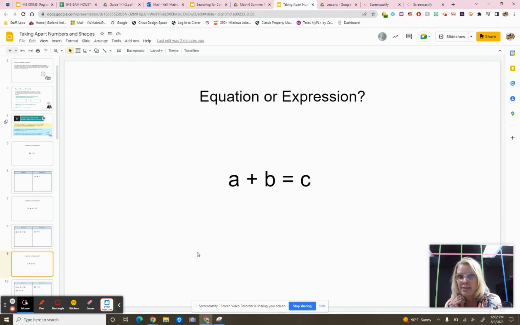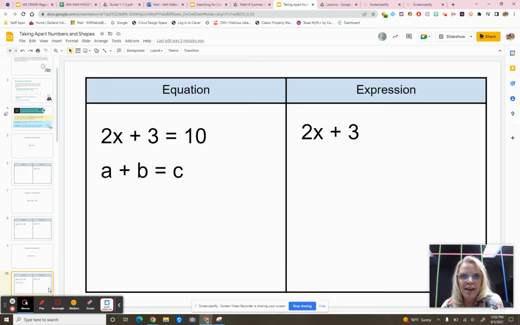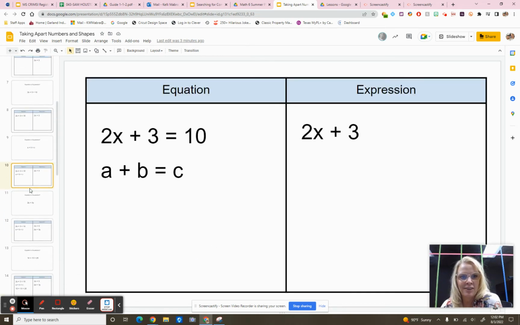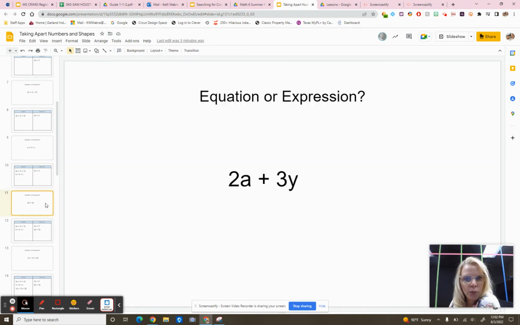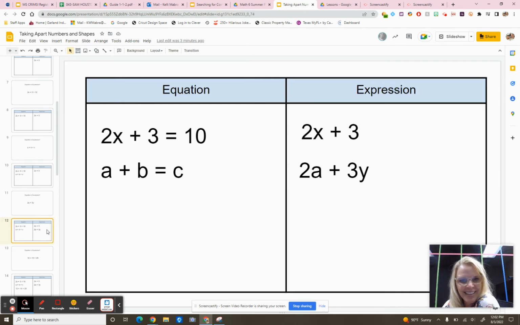Oh, it's just got variables, but that doesn't mean anything because all we're doing is trying to decide expression or equation. You got it. We're looking at an equation. You guys are so smart. All right, here's the next one. Ooh, 2 letters, 2 numbers. What's that I hear? Expression. You guys are right. All right, so we have 2 equations right now and 2 expressions.